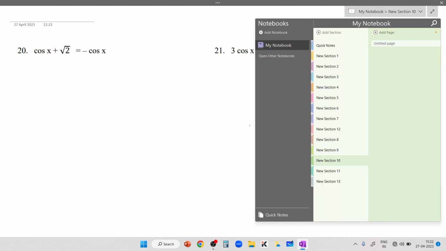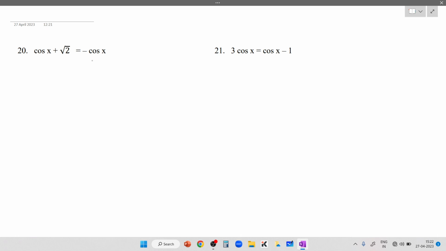Yeah, coming to one more problem. Cos x plus root 2 is equal to minus cos x. So that will become cos x, and I'll try to send all the cos x to one side. So this minus cos x, if it goes to the left-hand side, it will become plus cos x plus root 2 is equal to 0.